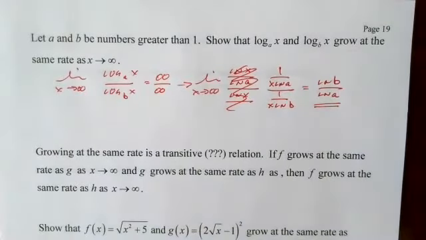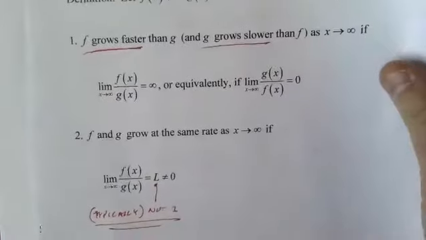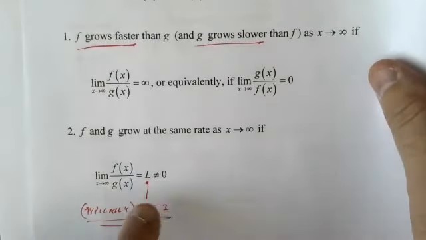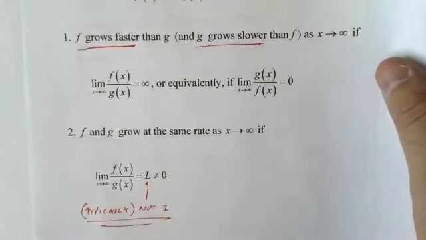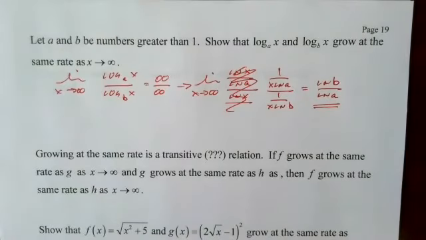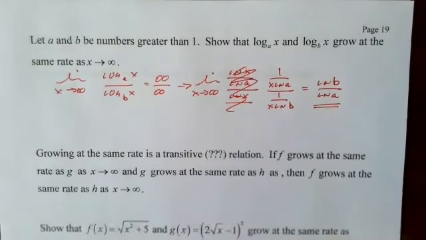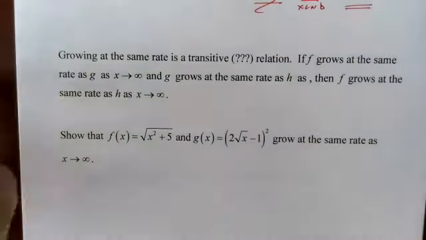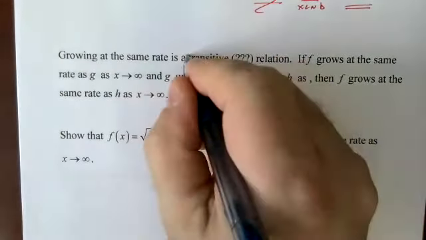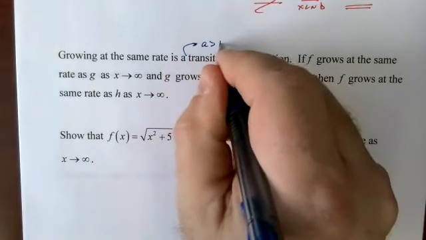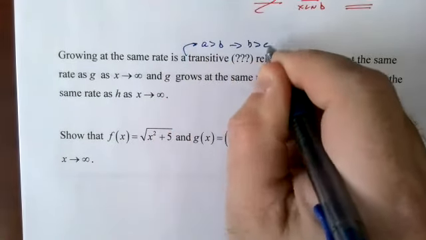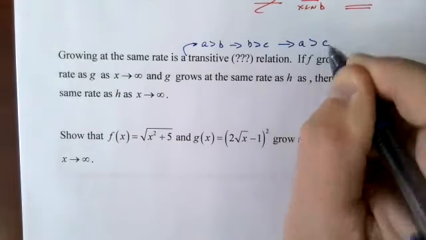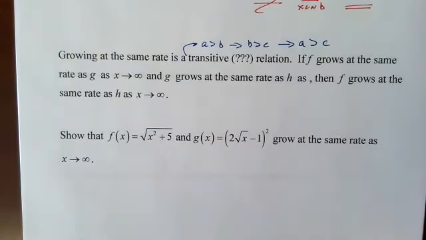All right, remember what it said. Back to our rules. Same rate if they approach some L, which stinks. People don't like it. Yeah, well, welcome to the party. So growing at the same rate is transitive, if you remember that. A is greater than B, B is greater than C, A is greater than C. That's your transitive property in case you've forgotten, which I wouldn't blame you if you had.